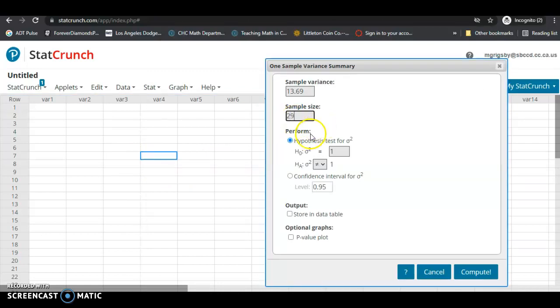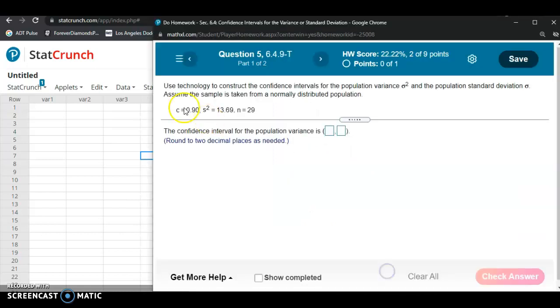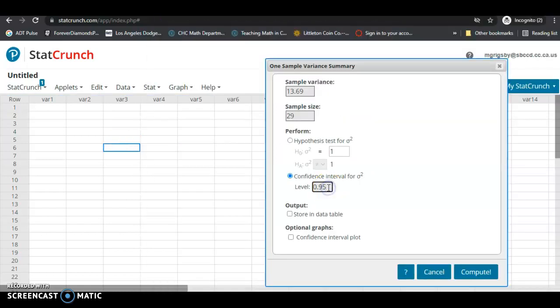Okay, and it gives you the option to do a hypothesis test or a confidence interval. So we want a confidence interval, and we're going to enter the confidence level in this box here. So we select the button for confidence interval, and our confidence level is 0.90. If you want to, you can create a plot of your confidence interval, but that's optional. Click compute.